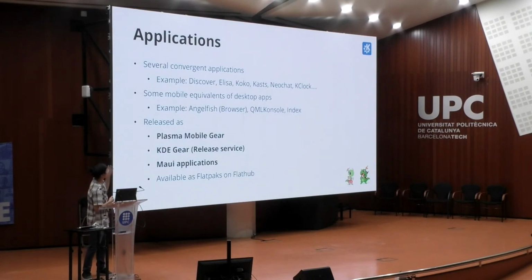Some of these applications you might already be familiar with. We have Discover, the app store that we also use on Plasma Mobile. We have our own UI for that, which I'll show later. Elisa, which is a music player, Koko, Kasts, and the list goes on. It's actually most of our apps we do try to design with all these different form factors in mind. So using Kirigami, we can actually accomplish this.